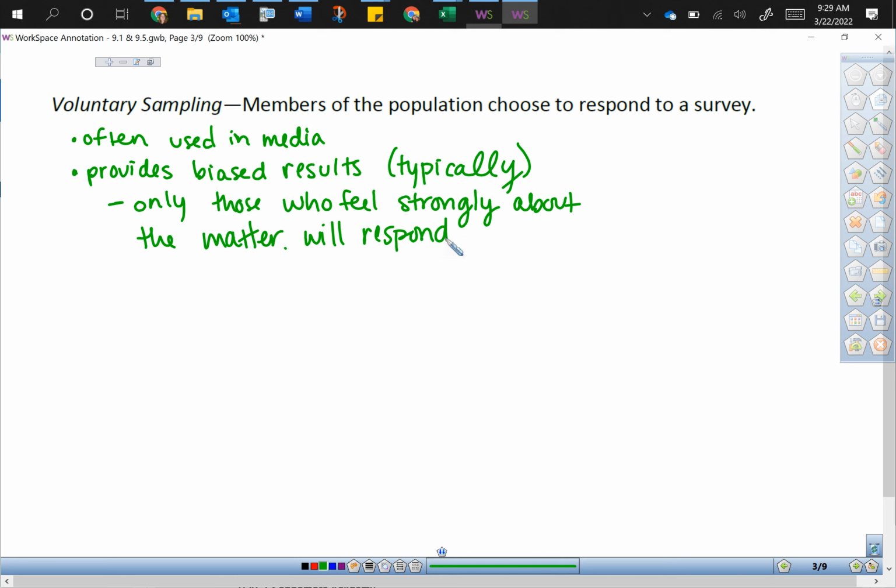They're like, no, I really don't want this. We can't have any more taxes. I'm going to go vote. Or, yes, we really need this. I cannot live like this anymore. I'm going to go vote. The people in the middle, or the people who aren't listening to that station, are not going to be heard. Does that make sense? So be very, very careful with voluntary sampling. It is not always the best representation of the population.